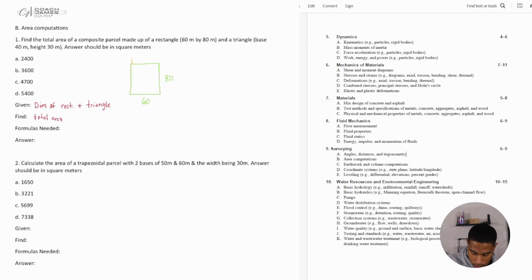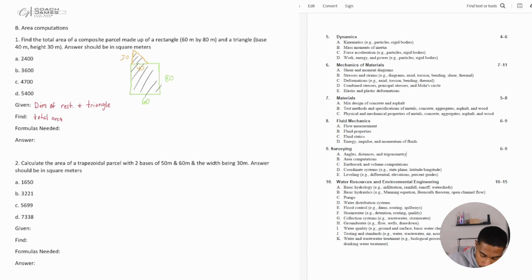So I can just imagine this. Height is 30. Base is 40. Okay, and the composite shape, right, is this whole thing. We want to find this whole area. Now remember this, the height is 30 and the base is 40. So I'll just write that in there.